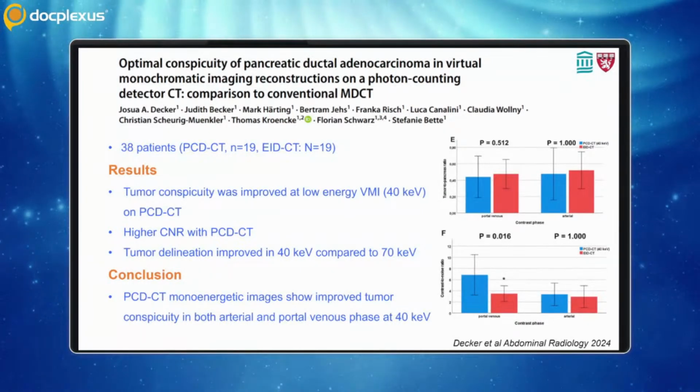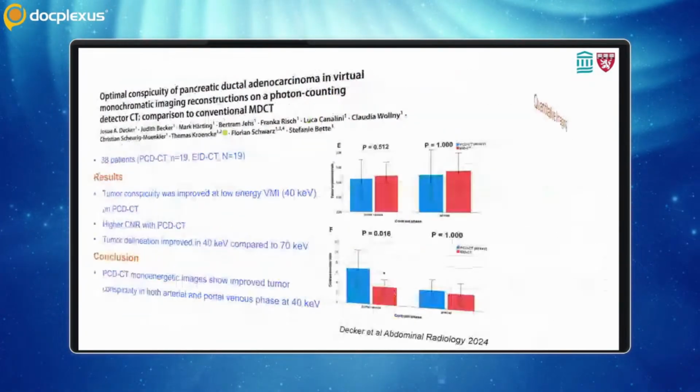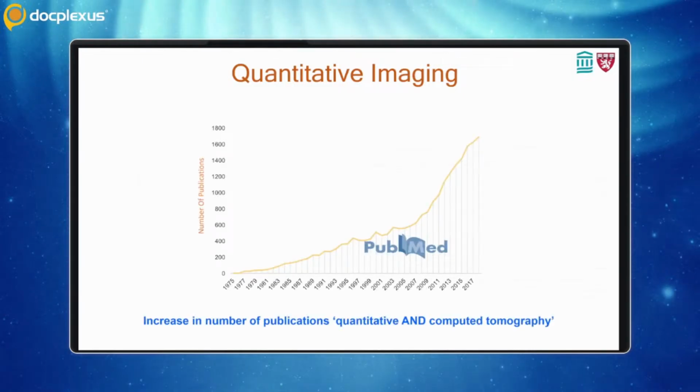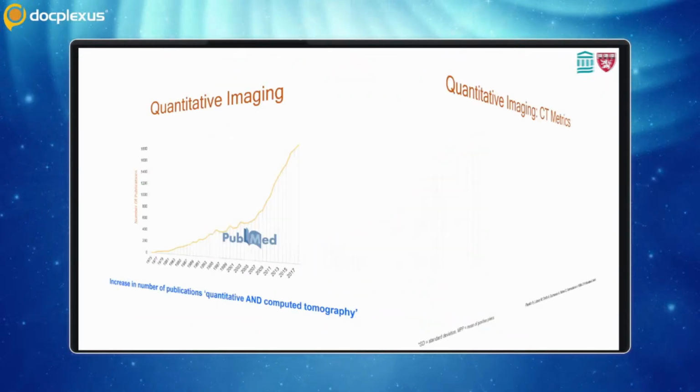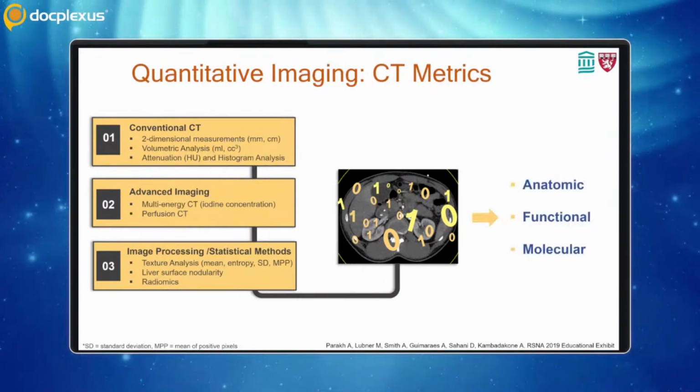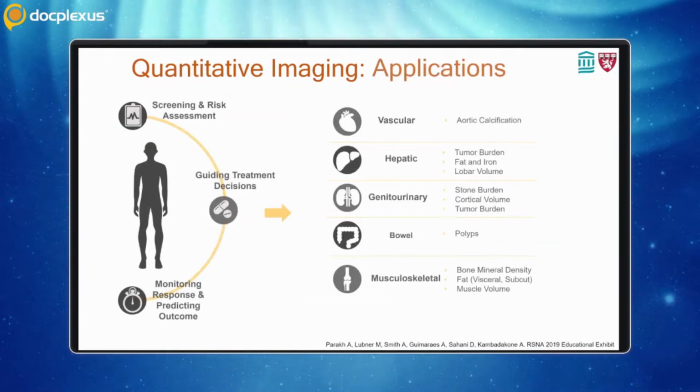Now let's quickly segue into the role of quantitative imaging. There has been incredible growth in quantitative imaging in the past decade or so with increasing utilization of precision medicine. CT allows generation of numerous different types of parameters which allow quantitation, which can be used to gather anatomic, functional, and molecular information from diagnostic scans. Now, there are multiple different applications of quantitative imaging in the abdomen, including in the pancreas. Two areas I want to focus on.